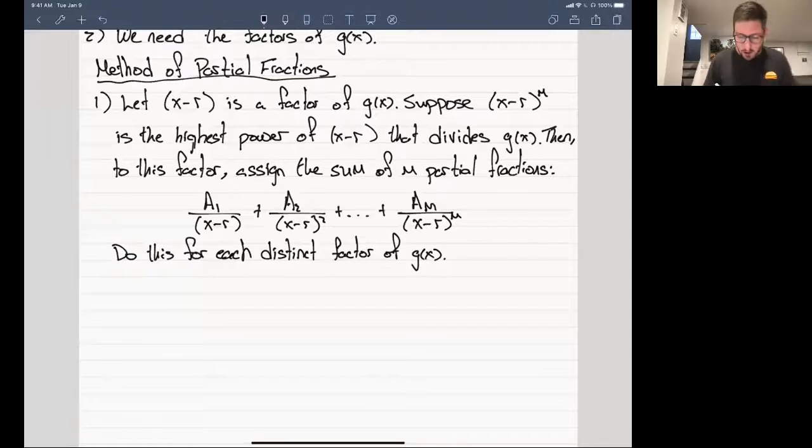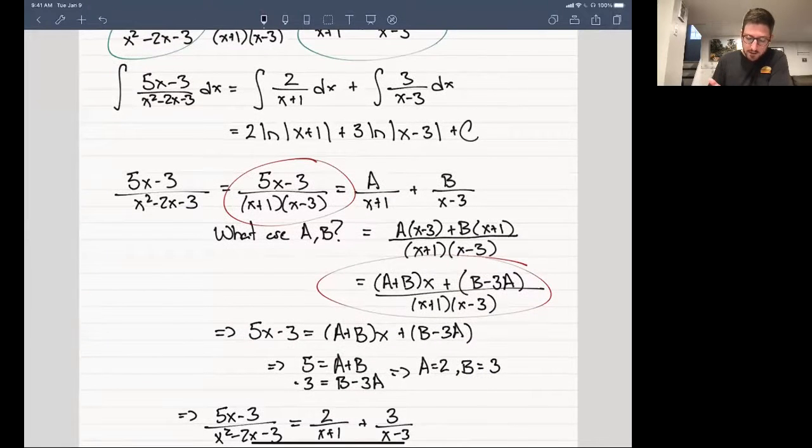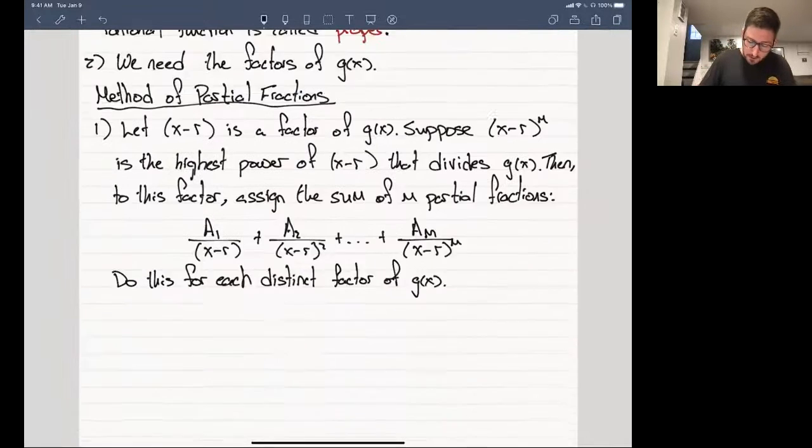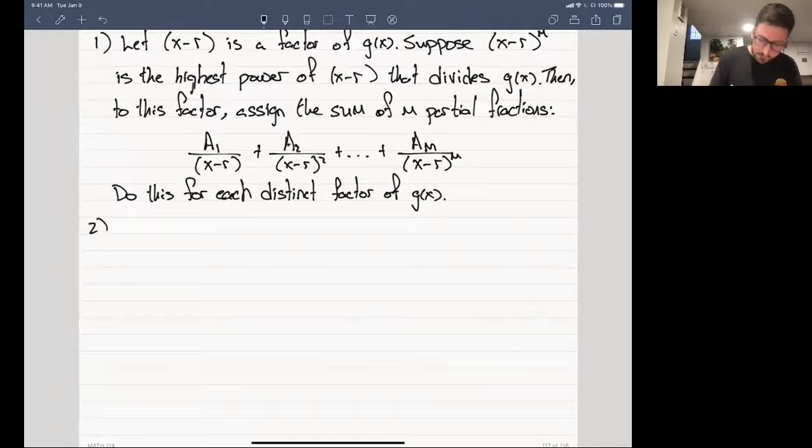Okay, so I've got another piece that I want to talk about here, but let's just go back to our example. We had 5x minus 3 over x squared minus 2x minus 3. We saw that the denominator factors into x plus 1 and x minus 3. In both cases, m was equal to 1. So I had only one partial fraction coming from each one of those factors. Okay, so now let's think about another case.